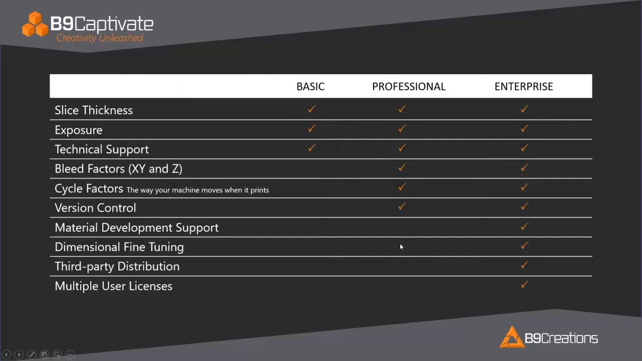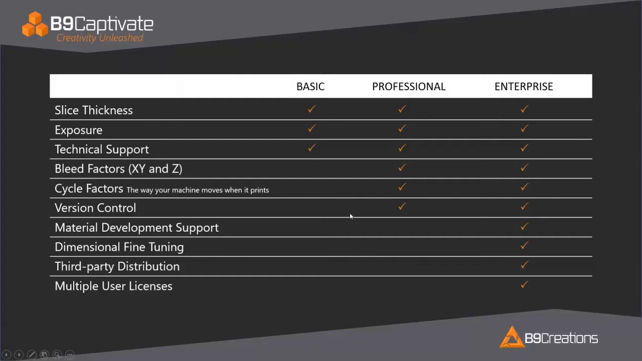The first level here is B9Captivate Basic, which is included for free in every download of our B9 Create software, which is where you support and orient your parts before printing them on the B9 Core series. This tier allows users to change their material name, color, exposure, and slice thickness.